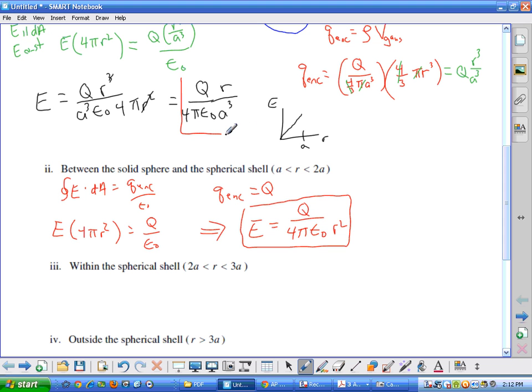Again, we had the electric field was proportional to r when we were inside the solid sphere. It's just like a point charge where it's inversely proportional to r squared when we're outside of that point charge.